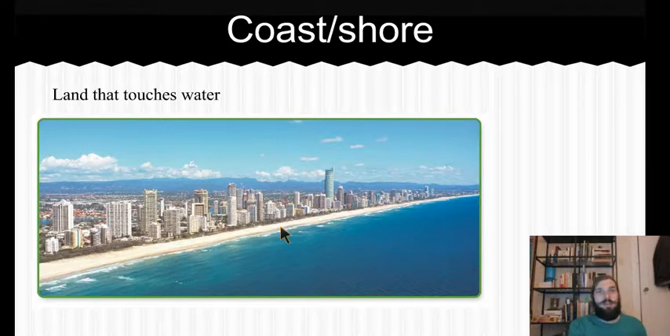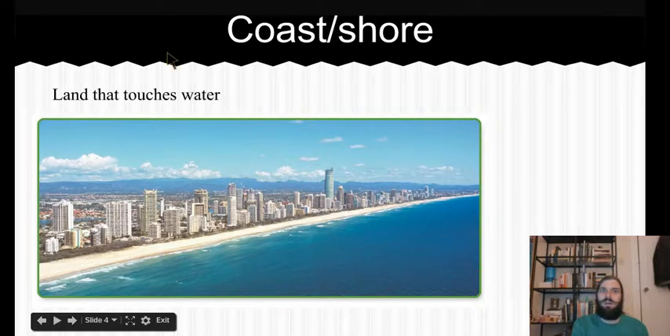Now, first, we have the coast, or the shore. That's land that touches water. Sometimes it'll be called the coastline or the shoreline because it's like the line that separates land on one side from water on the other. I want you to put this definition for coast or shore under the definition part of part 1 on your chart.